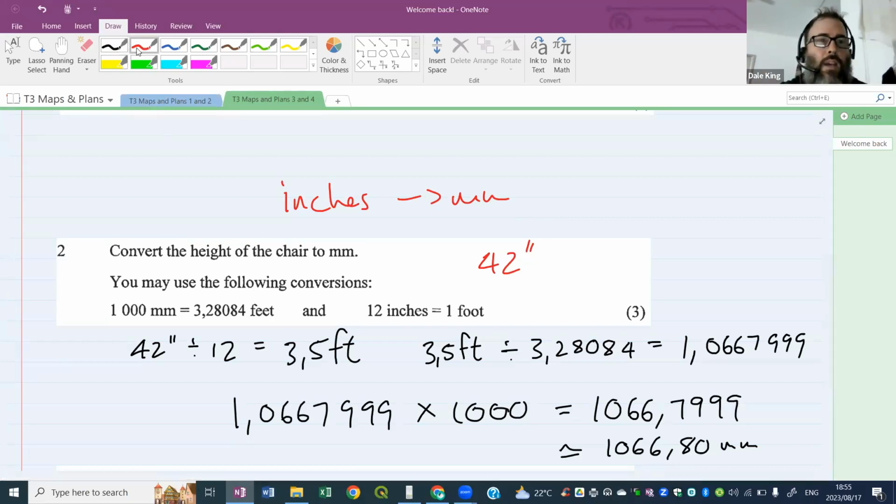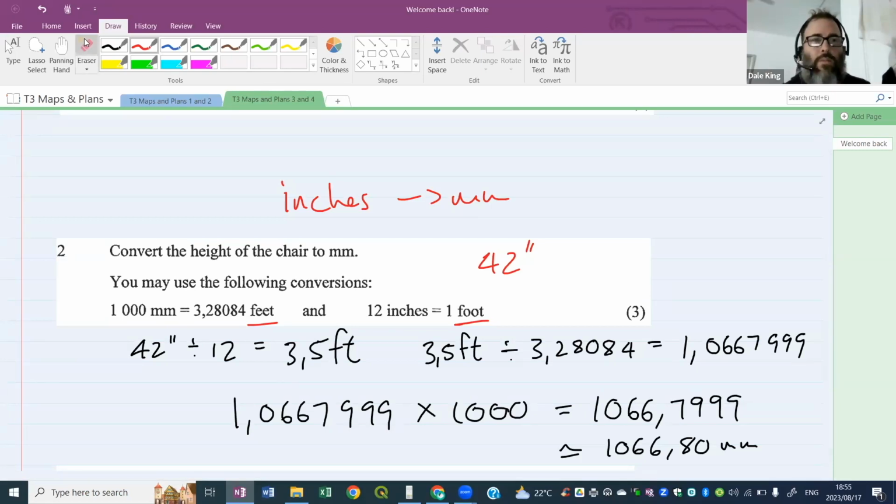Now the feet that we have on the right-hand side and the feet that we have on the left-hand side are the same thing. But they've forced us to go from inches to feet, and then from feet to millimeters. There is a conversion to go from inches straight to millimeters, but they don't want us to use that for 3 marks. They want us to do 2 steps. First, go from inches to feet, and then go from feet to millimeters.